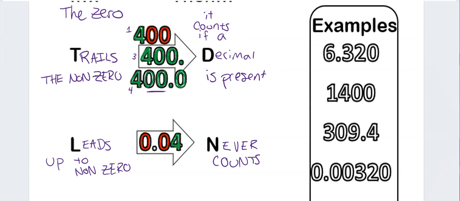But the scale is kind of represented by the leading zeros. But they're not significant because they're not part of the measurement. They're just telling us where the measurement starts.